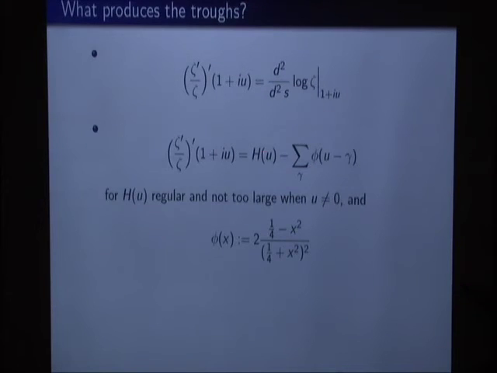And the expression that you get is h of u, where h is some regular function in terms of gamma factors, minus a sum over gamma of phi of u minus gamma, where phi is some fixed function. It takes the following form. This is just algebra. And you see these troughs at all of the gammas.